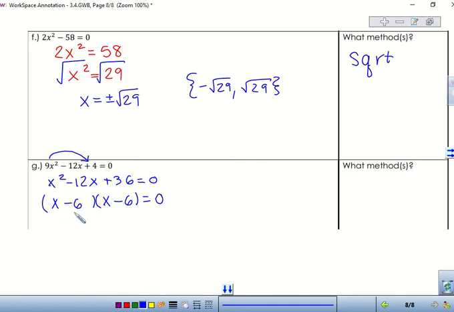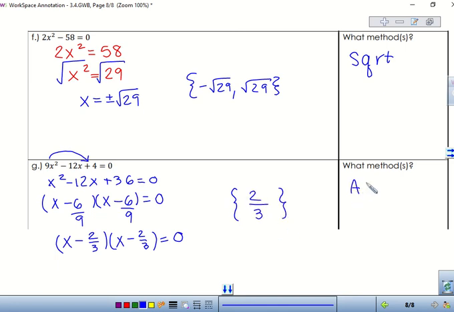Since I used the AC method, I need to divide each of these by 9. That's going to give me x minus 2 over 3 on both of them, right? Yep. Now you could bring the denominators back over if you were trying to get factored form. However, I can easily see what my answer is going to be. It's going to be what? Positive 2/3. And that was using the AC method.